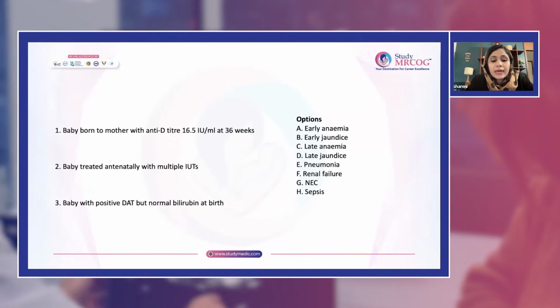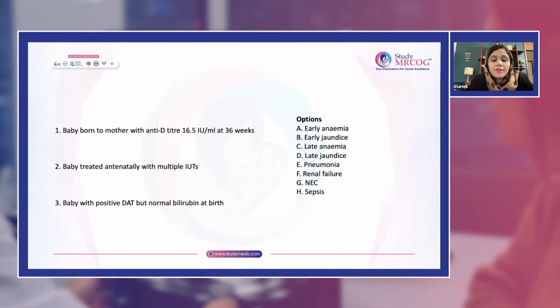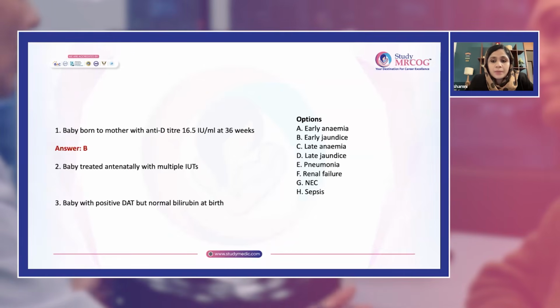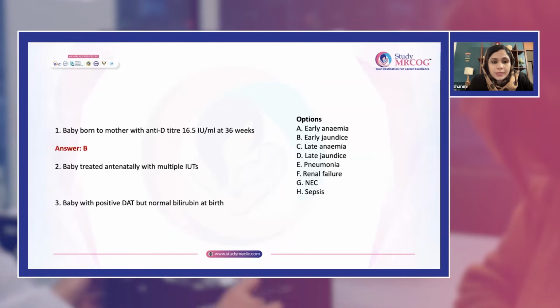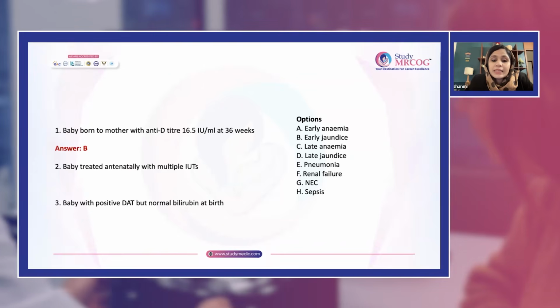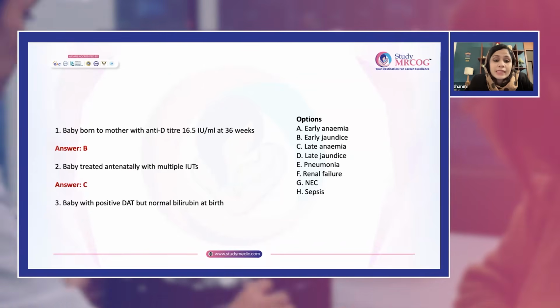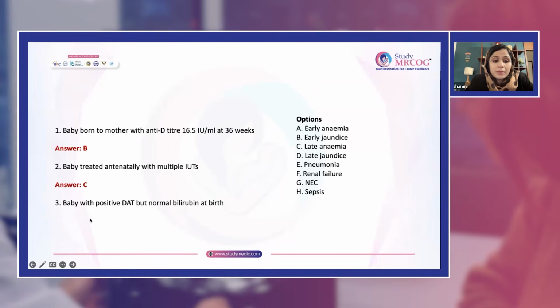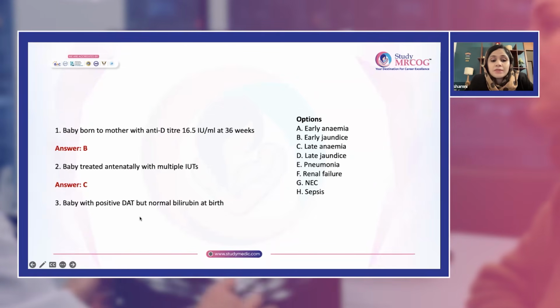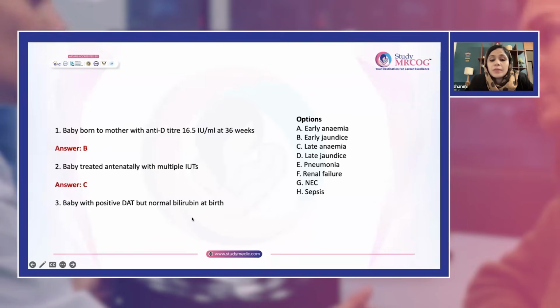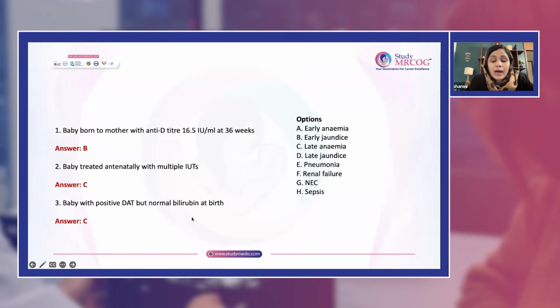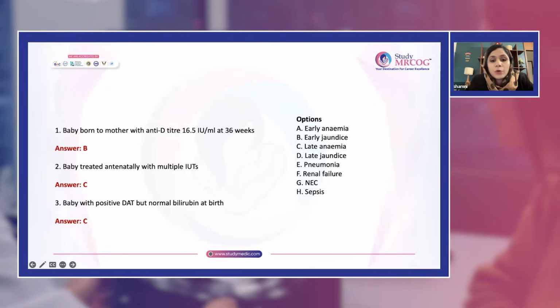Baby born to mother with anti-D 16.5 at 36 weeks. So they have early jaundice. Baby treated antenatally with multiple intrauterine transfusions may have late anemia. So you have to follow up the baby. Baby with positive DAT but normal bilirubin at birth may also have late anemia. So you have to follow up the baby.